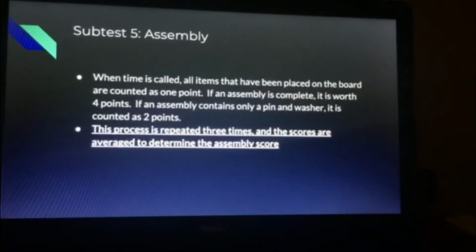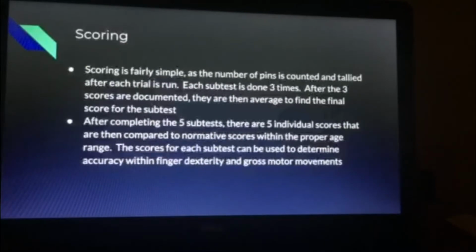When time is called, all items that have been placed on the board are counted as 1 point. If an assembly is complete, it is worth 4 points. If an assembly contains only a pin and a washer, it's counted as 2 points. This process is repeated 3 times and the scores are averaged to determine the assembly score.